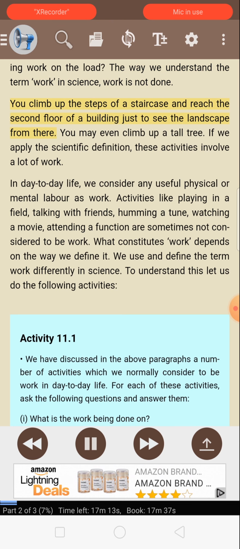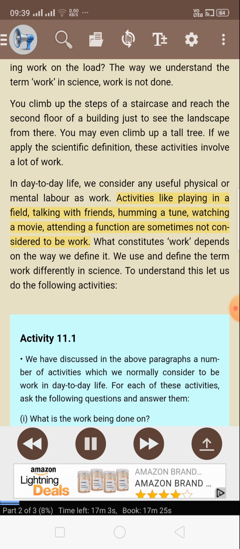You climb up the steps of a staircase and reach the second floor of a building just to see the landscape from there. You may even climb up a tall tree. If we apply the scientific definition, these activities involve a lot of work. In day-to-day life, we consider any useful physical or mental labor as work. Activities like playing in a field, talking with friends, humming a tune, watching a movie, attending a function are sometimes not considered to be work. What constitutes work depends on the way we define it. We use and define the term work differently in science.